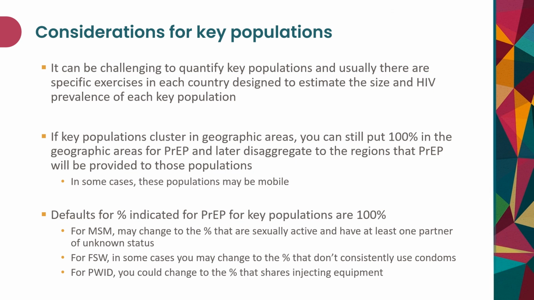Defaults for the percent indicated for PrEP in key populations are 100%. For men who have sex with men, you may want to change the percent to those who are sexually active and have at least one partner of unknown status. For female sex workers, you may want to change this to the percent that do not consistently use condoms. For people who inject drugs, you could change this to the percent that shares injecting equipment.